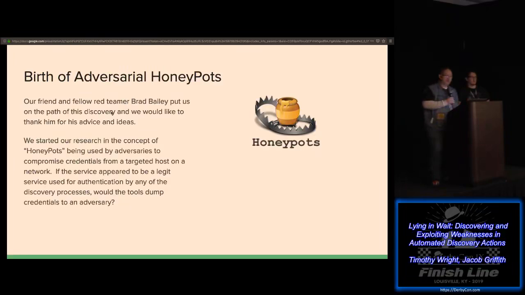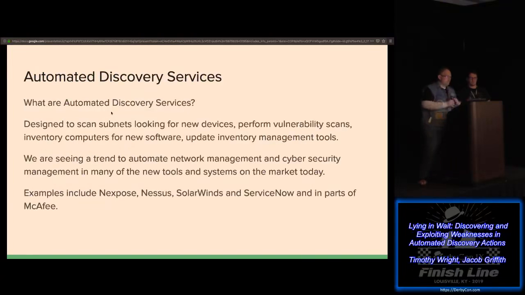Everyone understands the concept of honeypots, but when we started looking at it, we asked: can an adversary leverage a honeypot to do something similar? In essence, we wanted to harvest credentials from these service accounts and then use those to move laterally. So we wanted the services that we were building to look legit enough to allow the service to attempt to authenticate, and then we could try to exfiltrate those credentials from the tools we wrote.